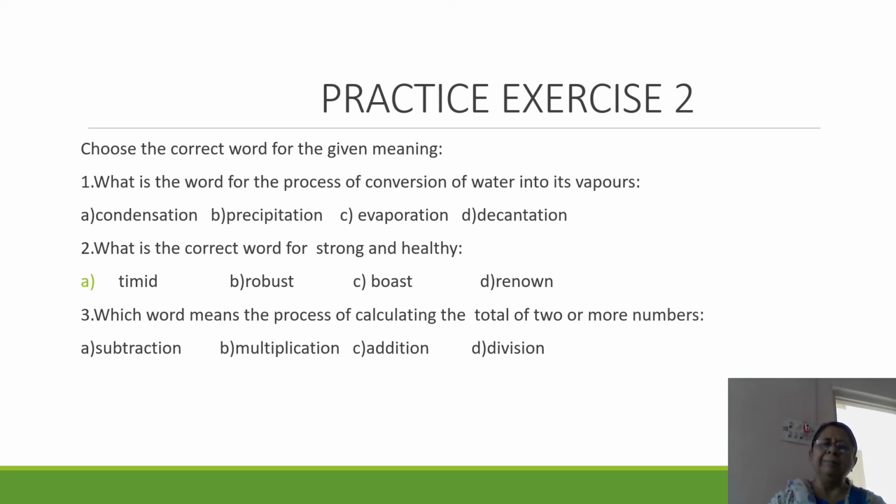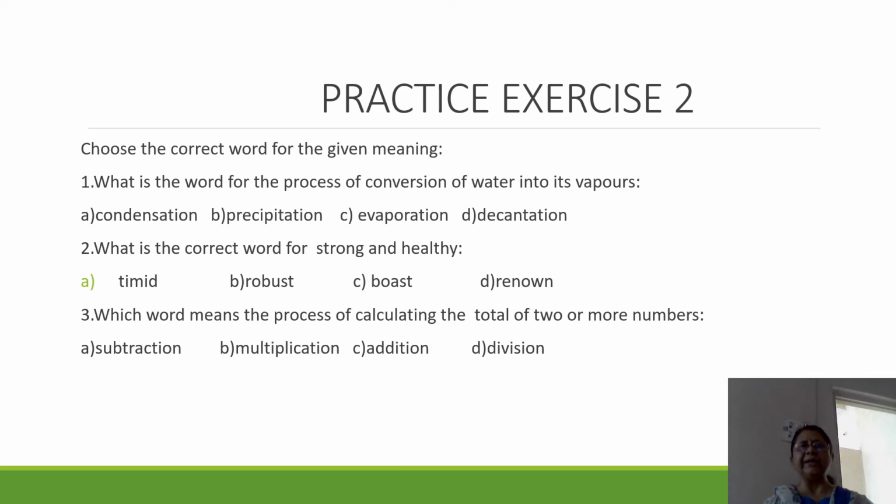A, timid, B, robust, C, boast, D, renowned. Now, which word out of these four means strong and healthy? The second one, robust. R-O-B-U-S-T. Now, the third one, which word means the process of calculating the total of two or more numbers? This is very easy. The meaning may make you think it is difficult, but it is the very easy word. First, subtraction. Second, multiplication.